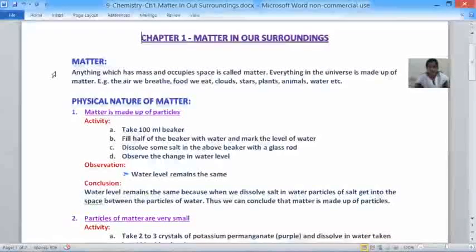Next, we will see the physical nature of matter. There are two physical natures. First one, matter is made up of particles. Now to understand this, we have to perform an activity.